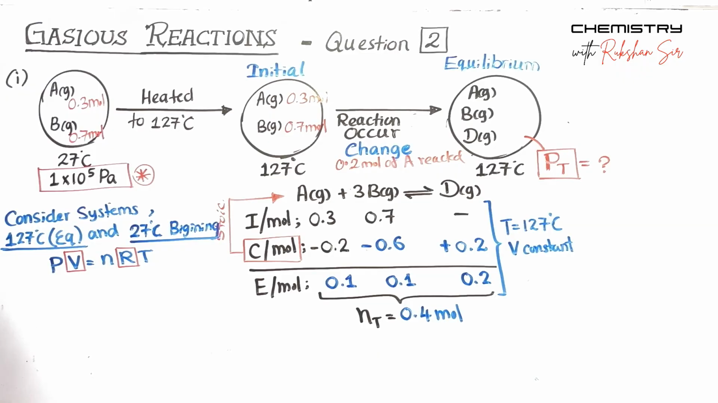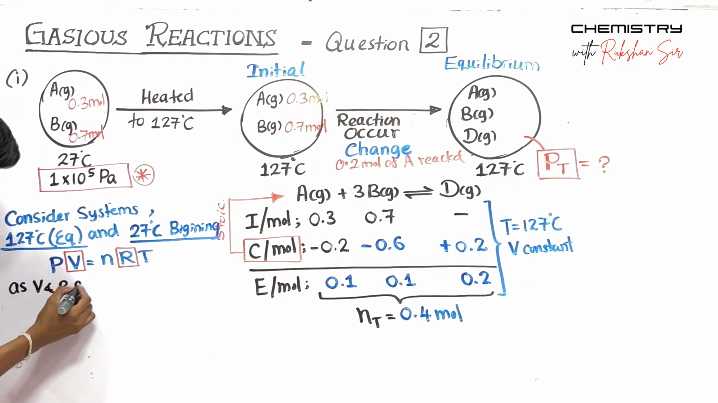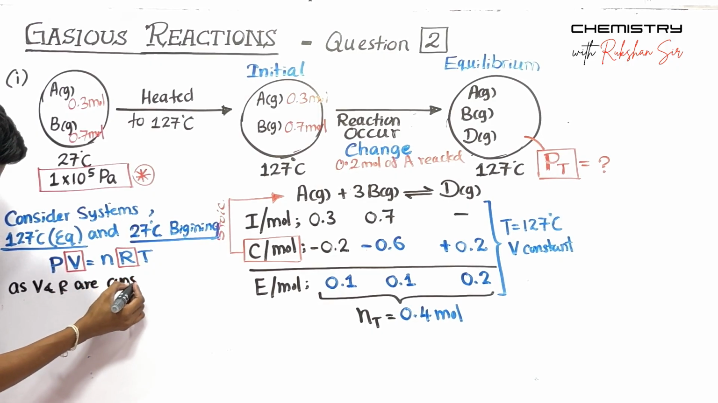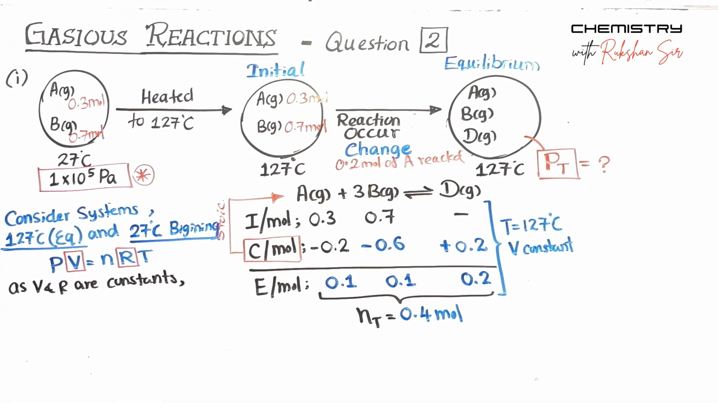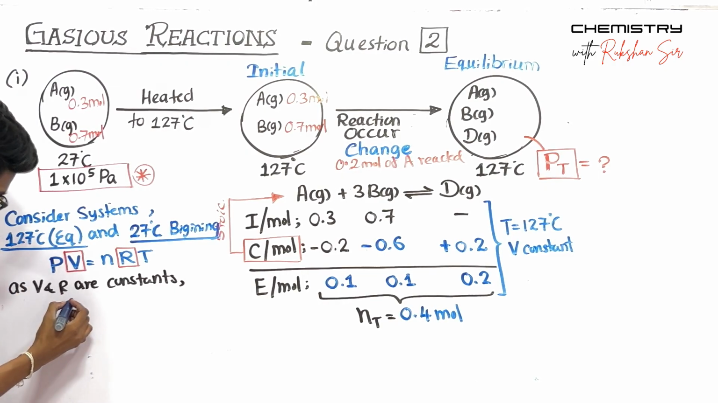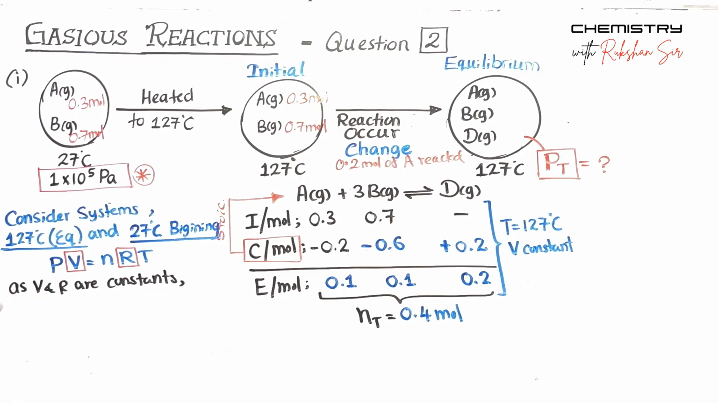So when considering these two systems, as V and R are constants, P is proportional to NT. P is proportional to NT.